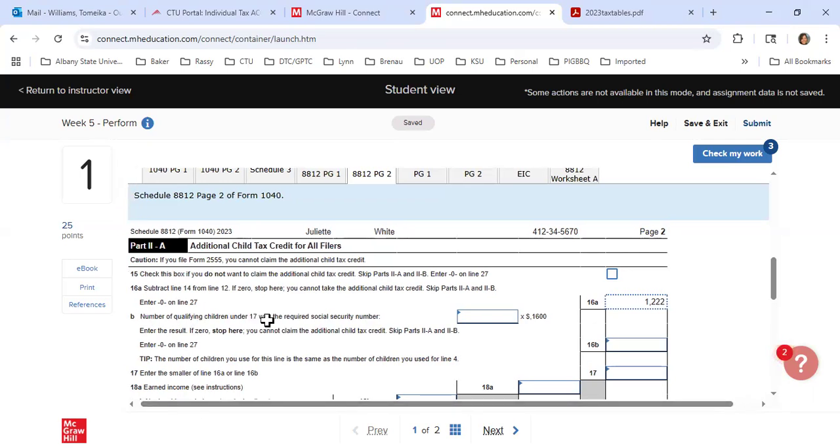16B says the number of qualifying children under the age of 17, so we're going to put 1 in this box. And then it says for us to multiply 1 times 1,600. We know it's going to be 1,600. Line 17 says enter the smaller of line 16A or 16B. So we're going to pull down 16A, 1,222.